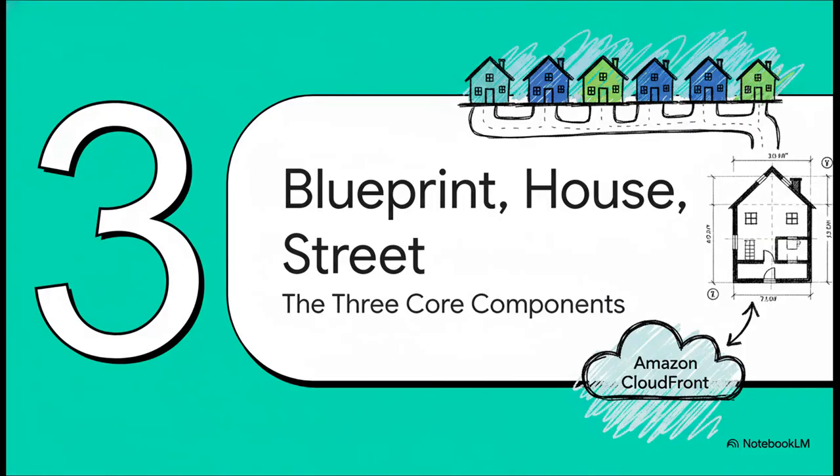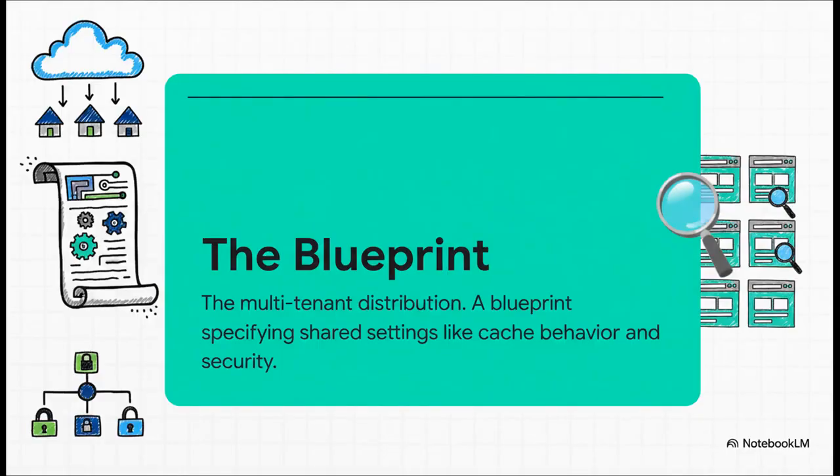To make this whole thing feel a bit more real, let's use a simple analogy. We're going to talk about a blueprint, a house, and a street. These three things are really the core of how this multi-tenant architecture works. So first, you've got the blueprint. This is your multi-tenant distribution. It's the master plan.